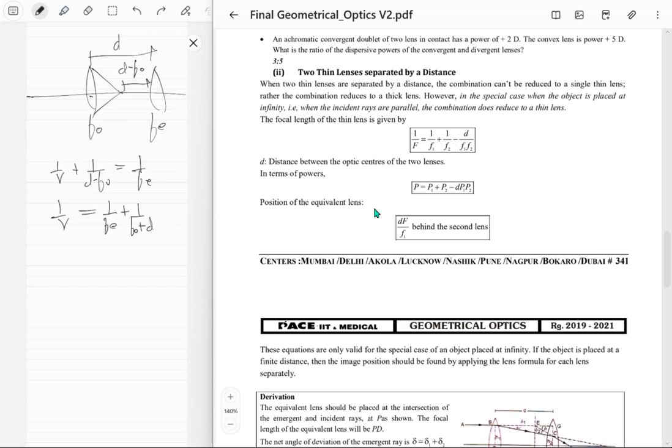So you are saying the position of the equivalent is df upon f1, then the focal length you're looking for is v minus df upon f1, behind the second lens. Oh, sorry, this v we calculate for this one. Behind the second, you mean this? Okay, understandable. It's plus actually in that case. So this is what our focal length is.